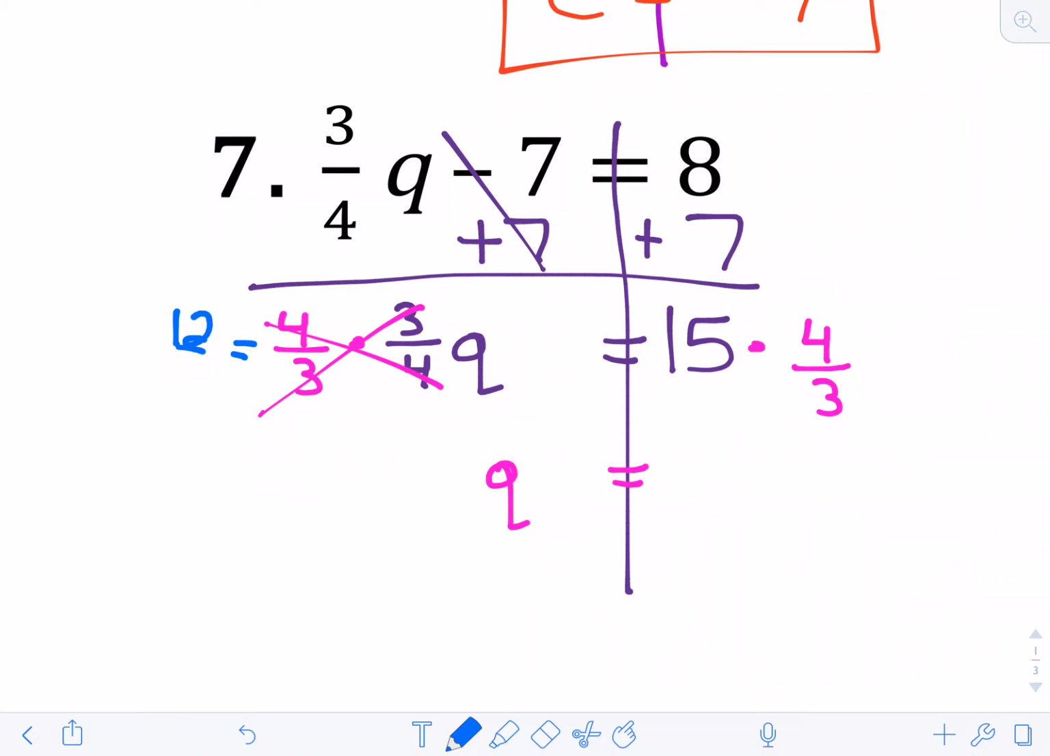4 times 3 on the bottom will give me 12. Well, what's 12 divided by 12? It's just 1. So whenever you multiply a fraction by its reciprocal, it just gives you 1. So that's how I'm able to get this 1q right here.